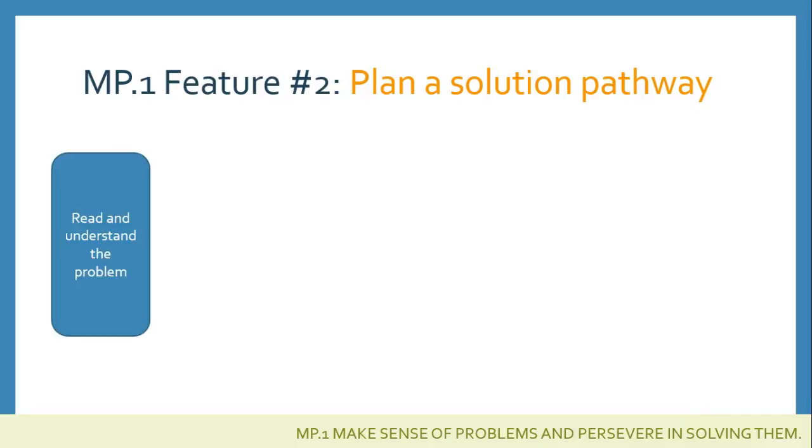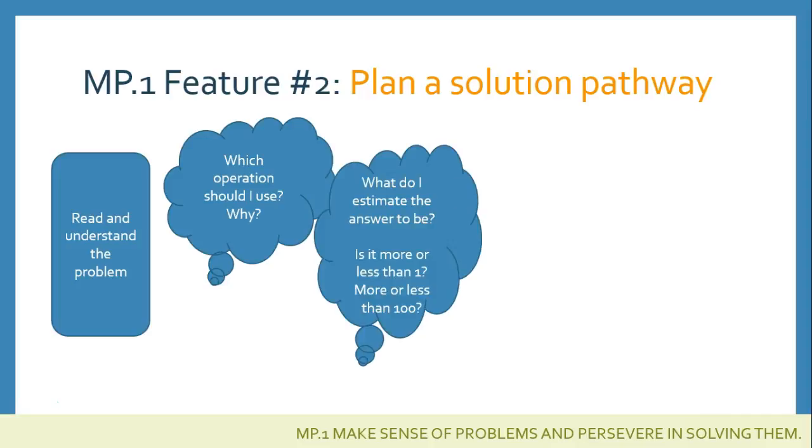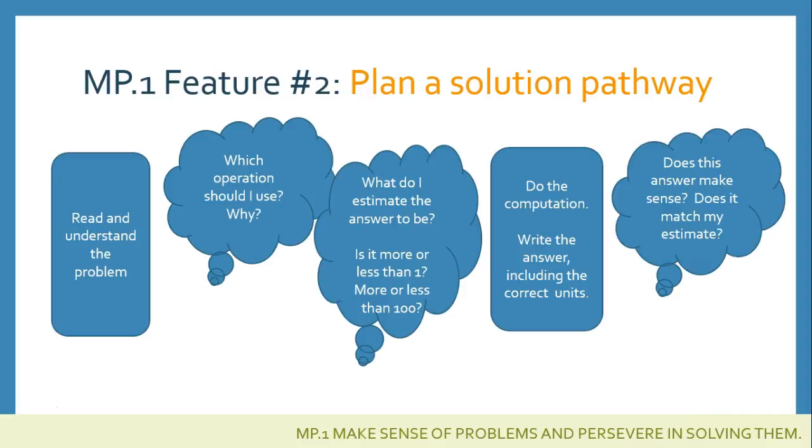First, read and understand the problem. Then ask, which operation should I use? Why? Then think, what do I estimate the answer to be? Is it more or less than 1? Is it more or less than 100? Then do the computation and write the answer, including the correct units. Finally ask, does this answer make sense? Does it match my estimate?